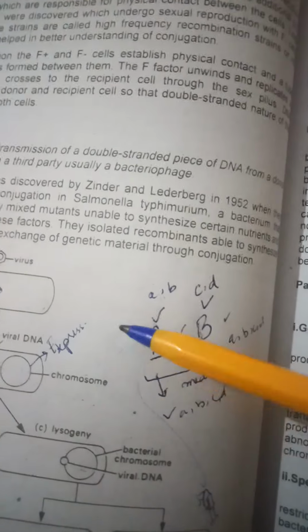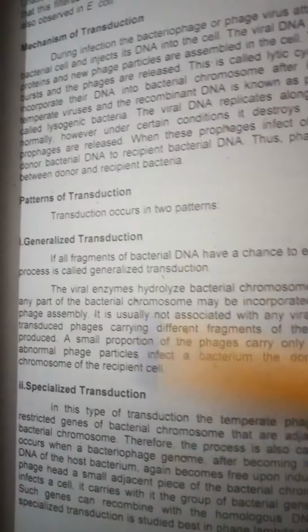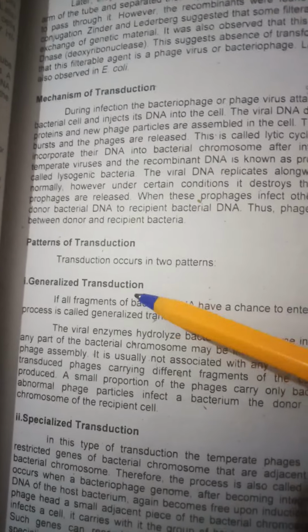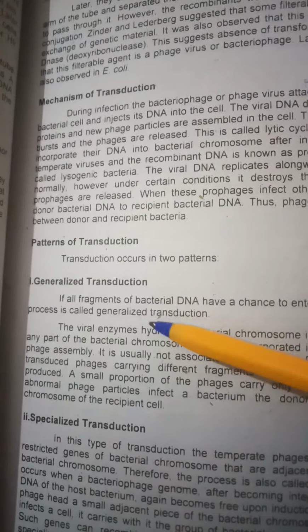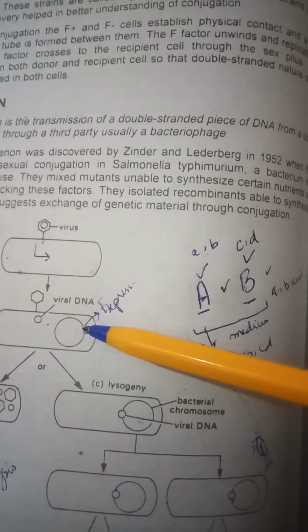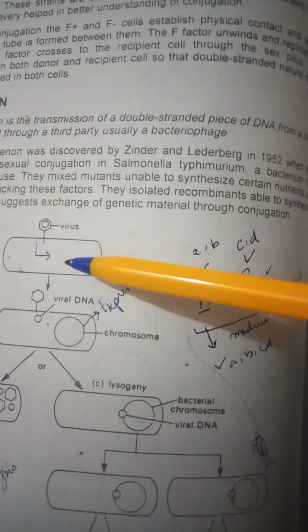And this bacteriophage in Escherichia coli, the lambda bacteriophage, has been specifically studied for this specialized type of transduction. So we can differentiate between these two transductions: generalized transduction, in which the whole DNA of the bacterial cell is converted into fragments, and any of these fragments can be transferred through a bacteriophage to the other bacterial cell.